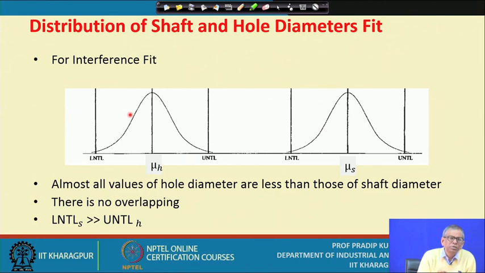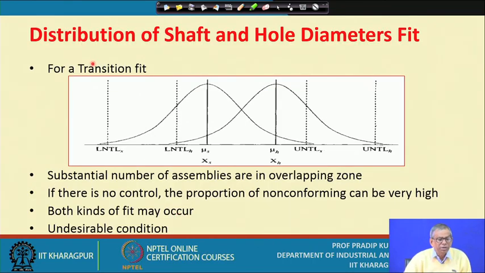In any practical system, you cannot create a system where there will be no outliers. So there is no overlapping, and LNTL S, that means the lower natural tolerance limit for the shaft dimension, is substantially greater than the upper natural tolerance limit for H. Now for a transition fit, there is overlapping. So this is the distribution of the shaft dimensions, and this is the distribution of the hole dimensions. Obviously this area is the overlap.